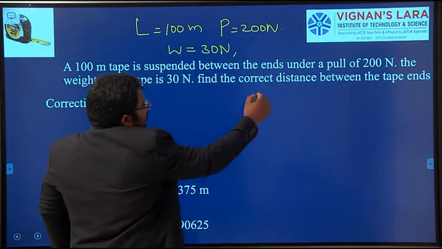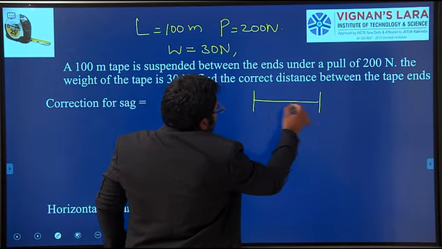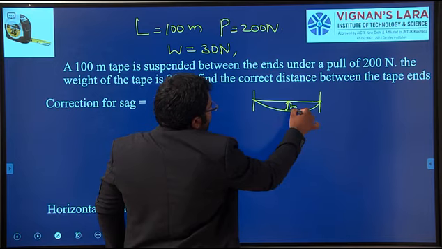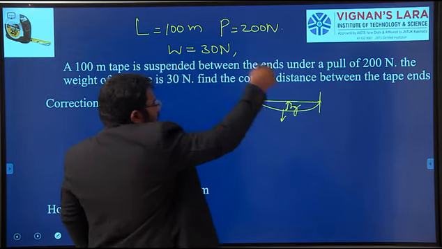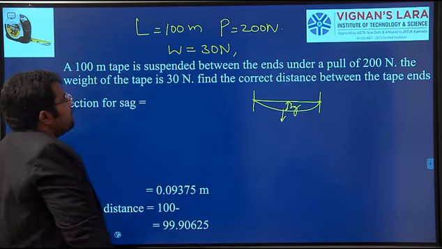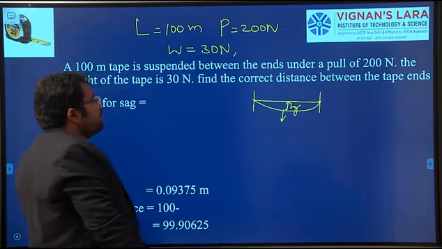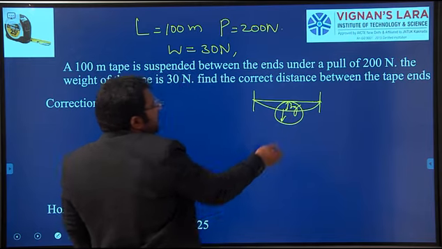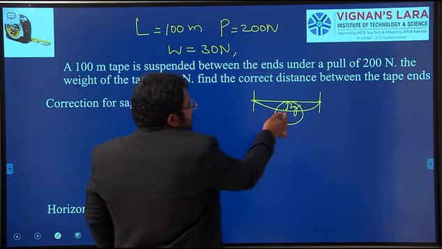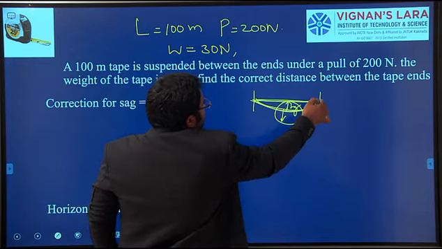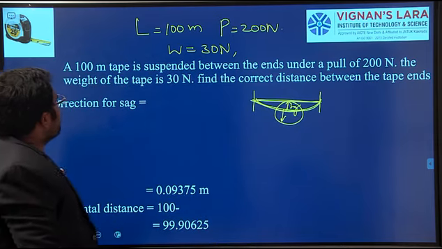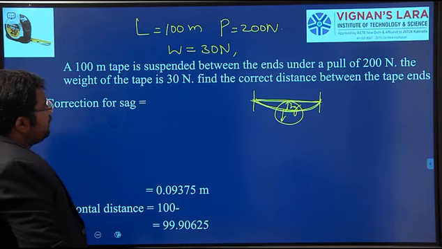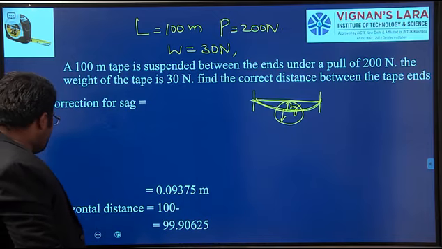Okay. So there are two ends. Here they made a tape like this. It is due to a sag, due to weight. It is having some downward deflection. So due to this, always we have to subtract that value. Why? Because we will get a bigger length compared to the actual length. So correction for sag we have to do.